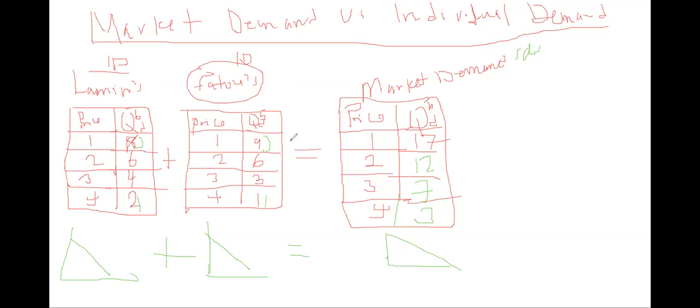So you add this, you'll have this. So you have the market demand schedule, and here you have the market demand curve. So this is what you sum up, you have this. This is what you will sum up and have this. So you use this to have this. So this is what we mean by market demand versus individual demand.